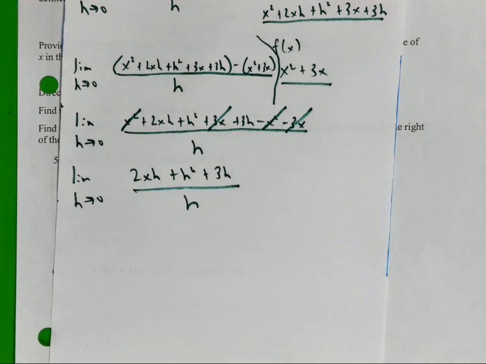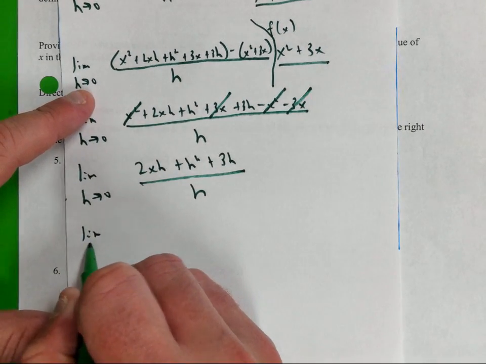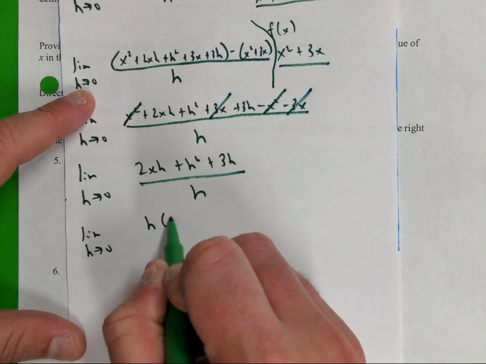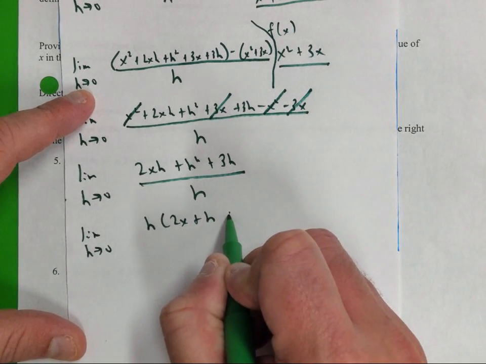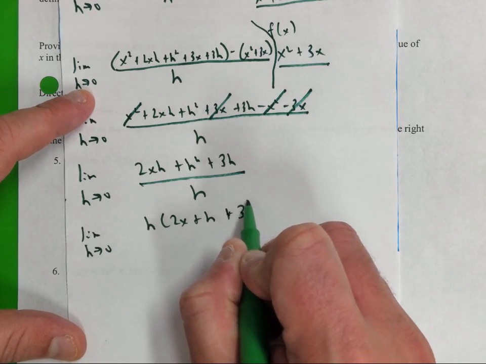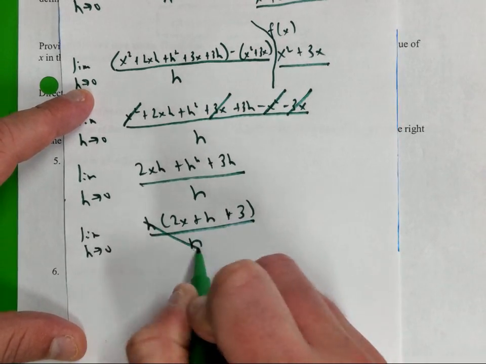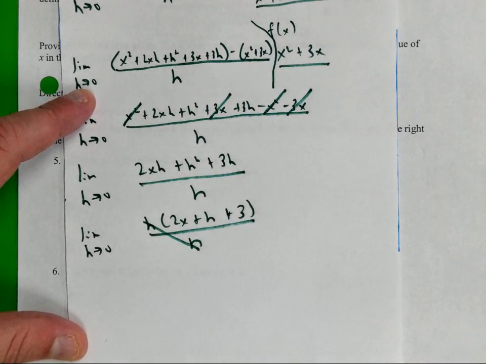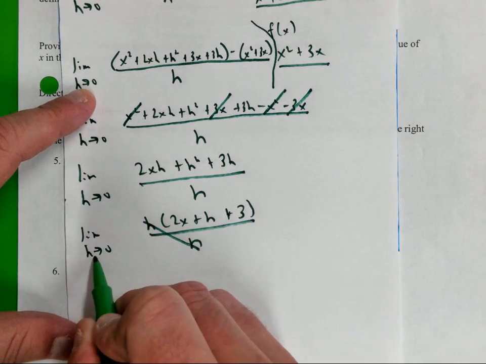Now we just take the limit. Can I do direct substitution here? If I plug 0 in there, would that work? No, because I get a 0 in the denominator. What toolkit strategy could we do? I could factor out an h. These cancel out. Now can I do direct substitution? Plug 0 in for h.